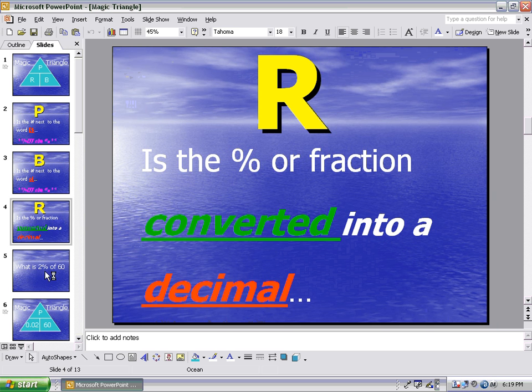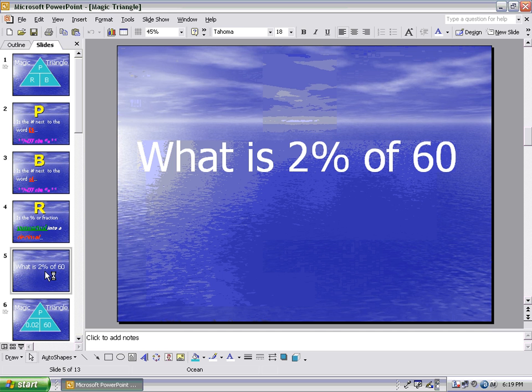Okay? So now here's what our problems look like. And I'm going to use some of the ones from the worksheet we did the other day. What is 2% of 60? So the first thing I do is take a look at the two values they give me in the problem. 2% and 60. I need to then identify whether they are P, R, and B, and then put it in the corresponding spot in my triangle. The letter that's left over is the letter I'm trying to find. And then that's it. That's how I get my answer.